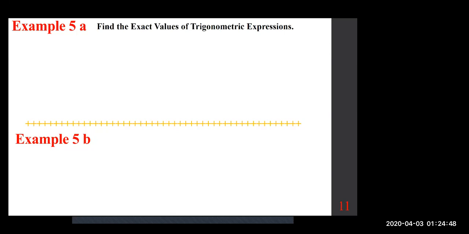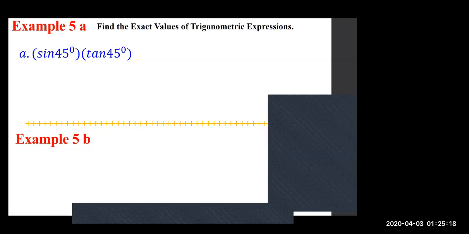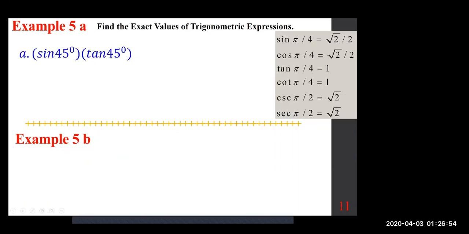All right. We want to find the exact value, starting with this case. Sine of 45 times tangent of 45, knowing that each one has a specific value. All right, so you know sine is square root of 2 over 2, tangent is 1, their product is simply square root of 2 over 2 times 1, which is the same thing.